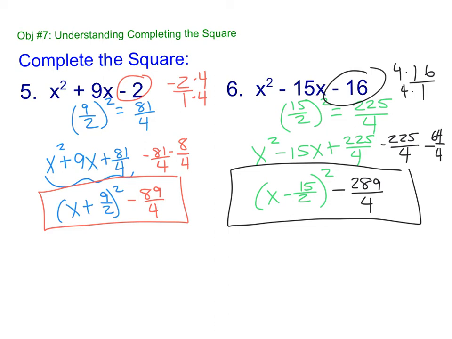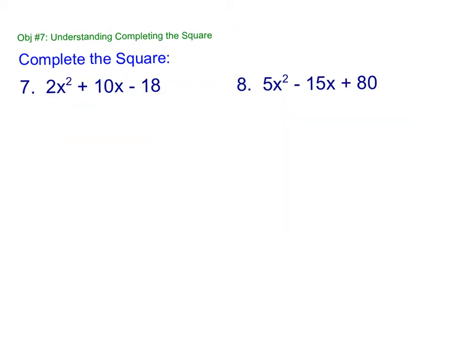So in both of these, notice, all you do is take your B term, 9 divided by 2, 15 divided by 2. I'm going to start skipping steps because showing all the work is annoying. All right, same process again. We have a GCF again. So let's take out the 2. x squared plus 5x minus 9.